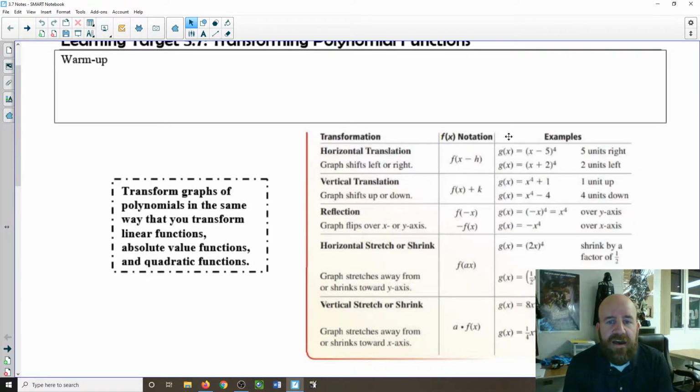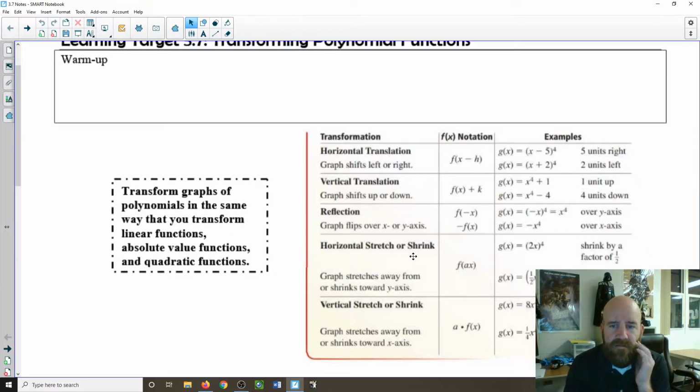So first we have this chart of transformations that we need to remember. These should look familiar to you. Biggest one, horizontal translation, that's the biggest one that people mess up. Remember we have the opposite sign inside because it's x minus h. So when it's a minus 5, we're going to the right 5.